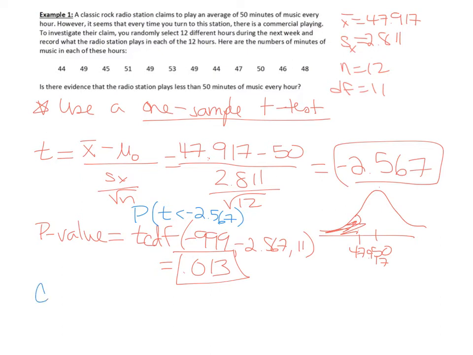The last thing I need to do is write my conclusion. For my conclusion, I'm going to say because of the small p-value, I am going to reject my null hypothesis.